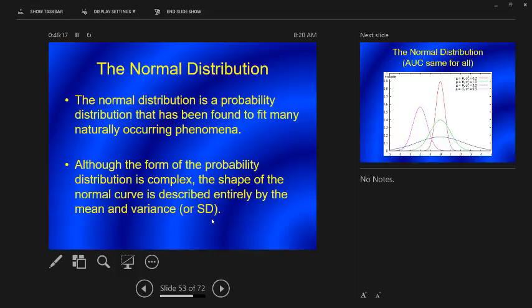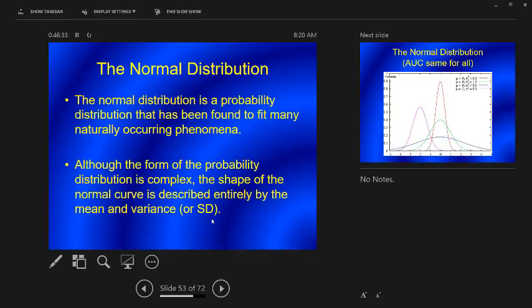You wouldn't normally use the normal distribution to describe categorical data, although under some contexts they sort of do. But anyway, not to confuse you, consider the normal distribution to be applicable only to continuous data.